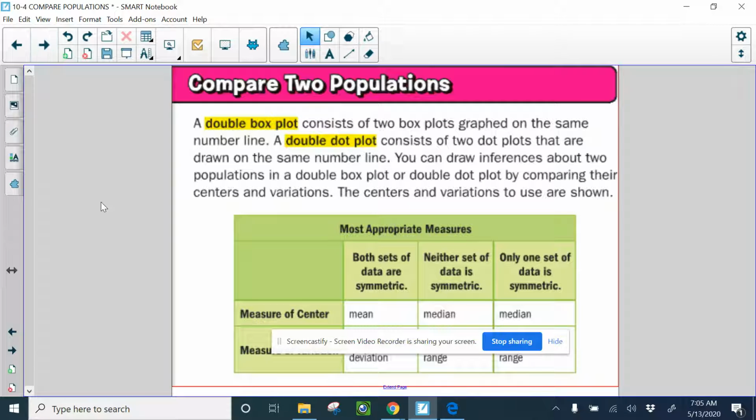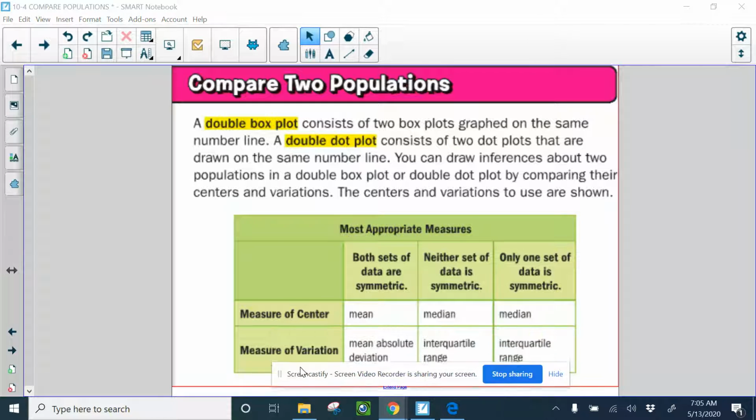So what we're going to be doing to compare: a double box plot is going to have two box plots that are graphed on the same number line. A double dot plot is going to consist of two dot plots that are drawn on the same number line. We're going to be drawing inferences about the two populations by comparing their centers and their variations.